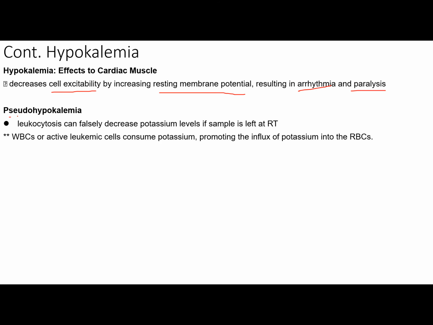Then we also have your pseudo-hypokalemia. Leukocytosis can falsely decrease potassium level if the sample is left at room temperature. WBCs or active leukemic cells can consume potassium, promoting the influx of potassium into the RBC. So if your WBC is high, class, the WBCs present would consume the potassium, causing it to enter the RBC.